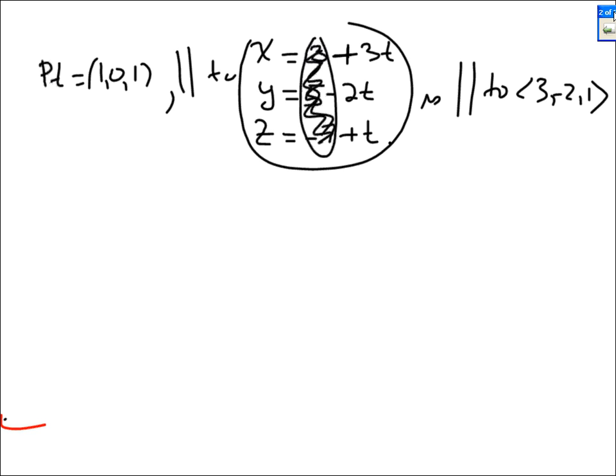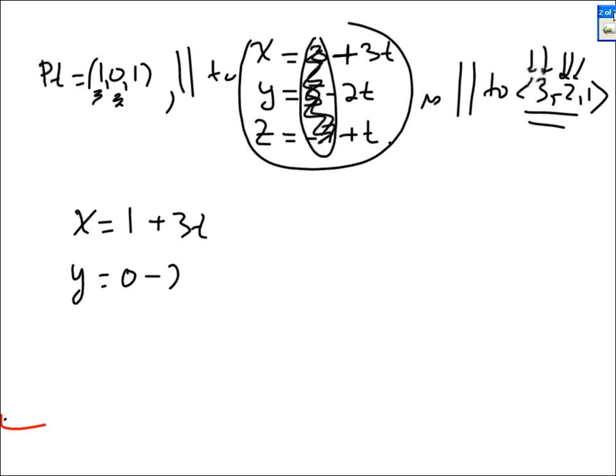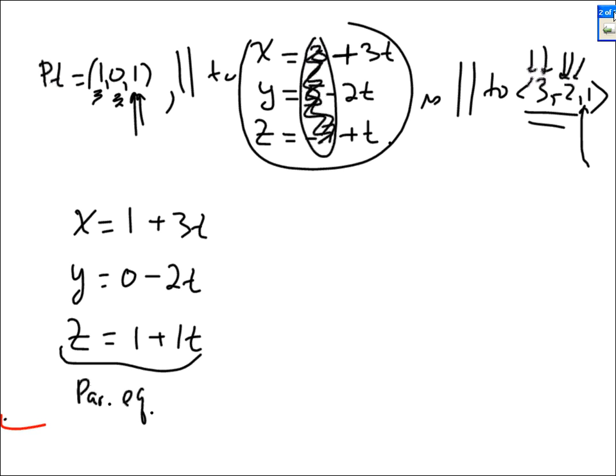Now, this problem is very, very similar to the last one, where you were given a point and a component vector that you were parallel to. So the parametric equations will be x is equal to 1 plus 3t, and y will be 0 plus negative 2t, or just negative 2t. And z will be 1 plus 1t. And there are your parametric equations.